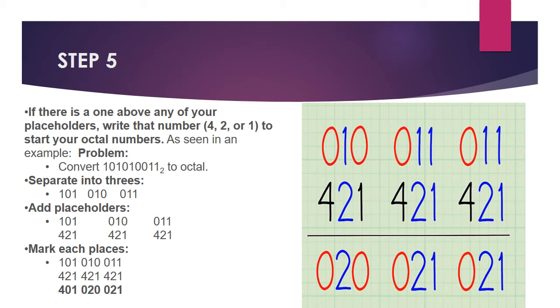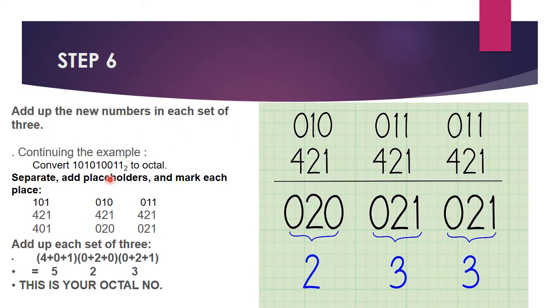So now after this, what you need to do next is add up the new numbers. So here you got these numbers, so now you will add up. So here 0 plus 2 plus 0 is how much? 2. Here 0 plus 2 plus 1 is how much now over here? 3. And now here 0 plus 2 plus 1 is again 3 over here.